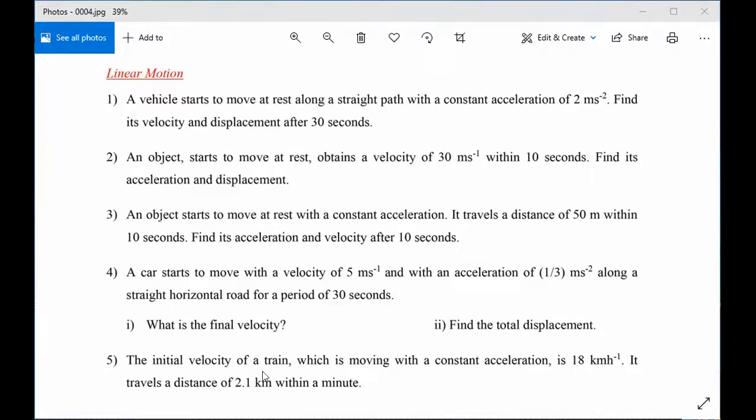Somebody unmute the mic. Now you have the permission to unmute. Somebody unmute the mic and read question number 1 loudly. A vehicle starts to move at rest along a straight path with a constant acceleration of 2 m s^-2. Find its velocity and displacement after 30 seconds. Very good. Thank you very much.